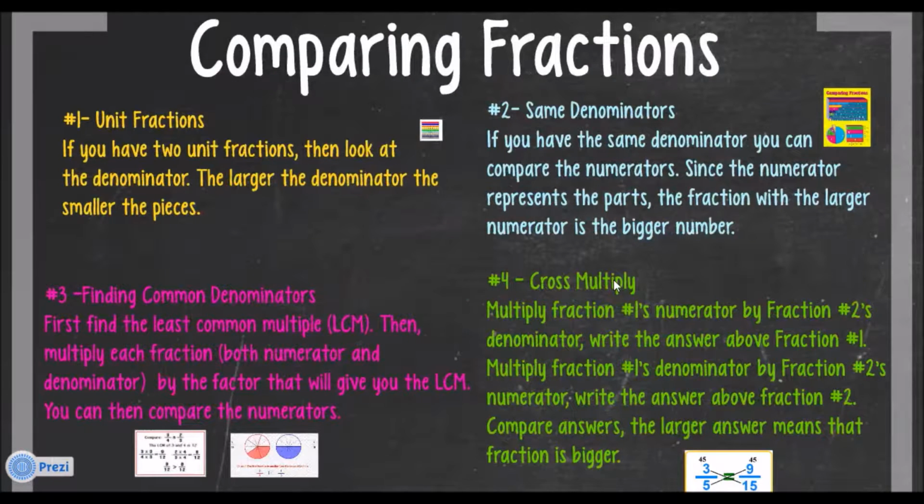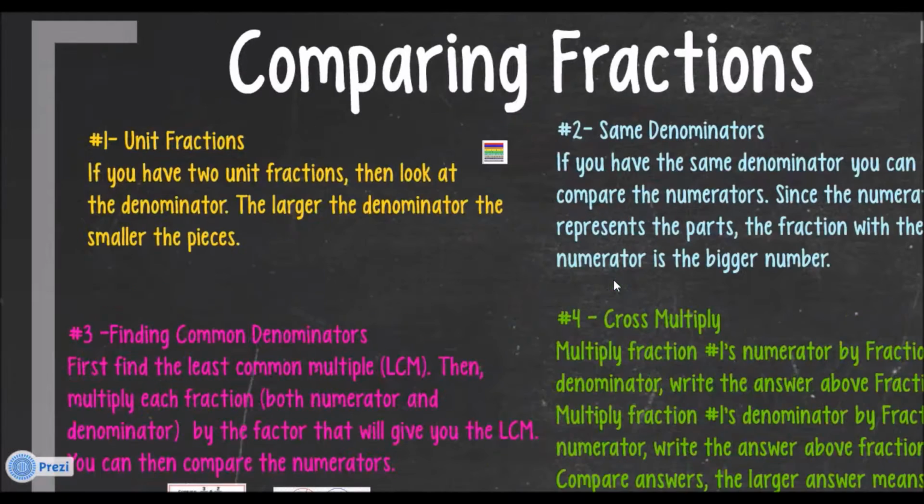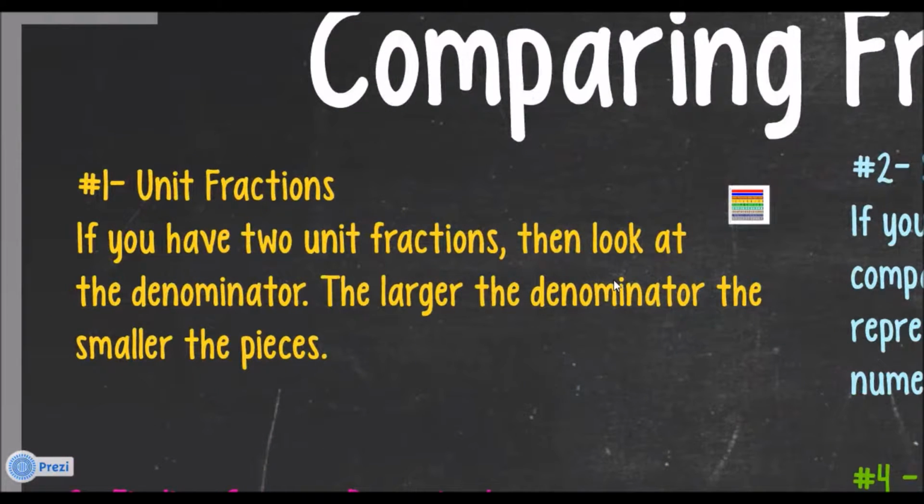Alright, so comparing fractions. There are 4 different ways you can compare fractions, and which method you're going to use depends on what fractions you have. Let's get started. Number 1 is with unit fractions. We talked about this at the beginning of the unit. A unit fraction has 1 in the numerator and any number in the denominator. If you have all unit fractions, then all you're going to do is look at the denominator. And the larger the denominator, the smaller the pieces.